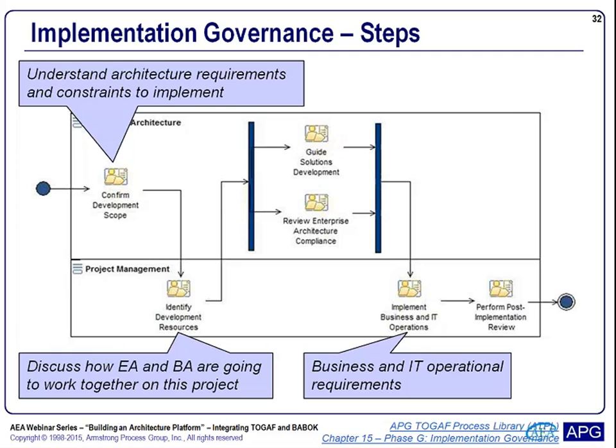So for every project, we want to make sure that they understand which architecture requirements they're responsible for implementing and the constraints that they're going to be held to, particularly as it relates to architecture and product standards. In identifying development resources, this is where we should talk more specifically with the individuals that are playing architecture and business analyst roles and how we're going to work together, and the operational requirements that we've gathered need to be implemented into the second to the last step.